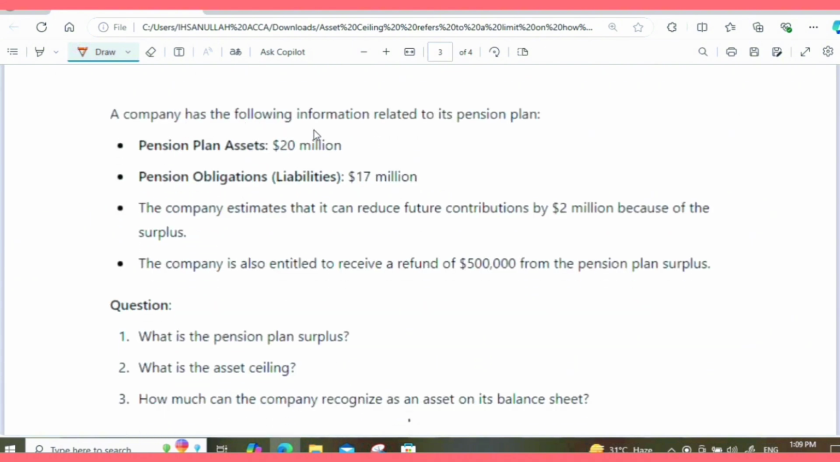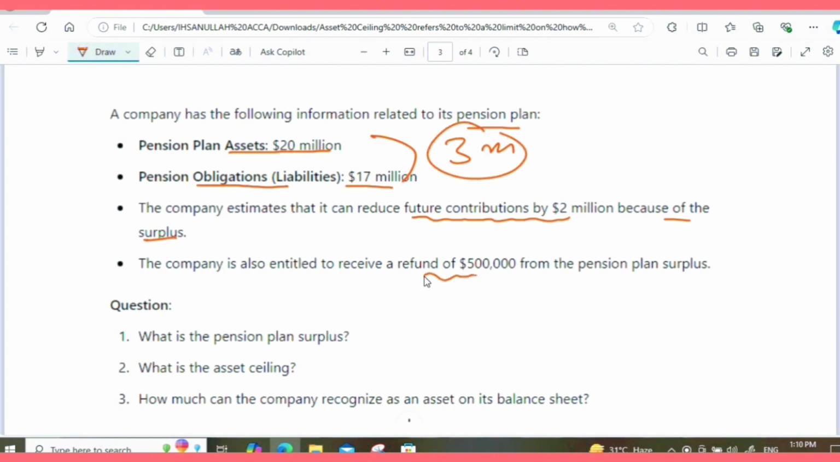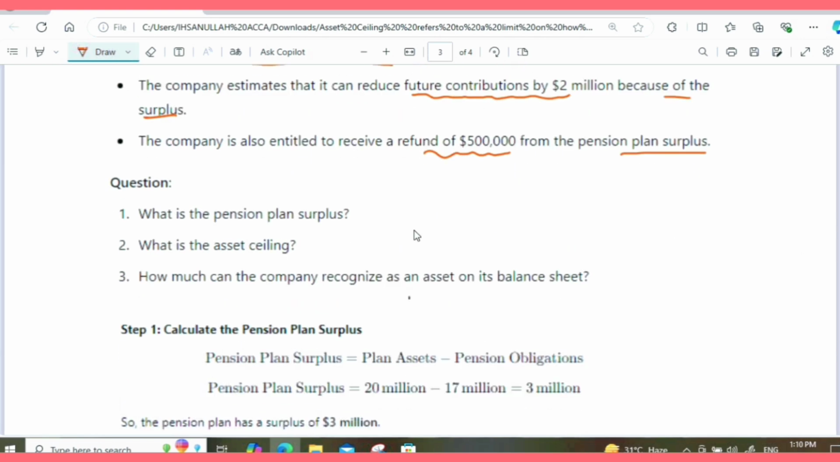You see here, a company has the following information: pension plan asset of 20 million and pension obligation of 17 million. The company estimates that it can reduce the future contribution by 2 million because of the surplus. The surplus here will be 3 million, if you deduct 17 million from the 20 million. Now the company is also entitled to receive a refund of 500,000 from the pension plan surplus. So the question is, what is the pension plan surplus, what is the asset ceiling, and how much does the company recognize as an asset on the balance sheet?